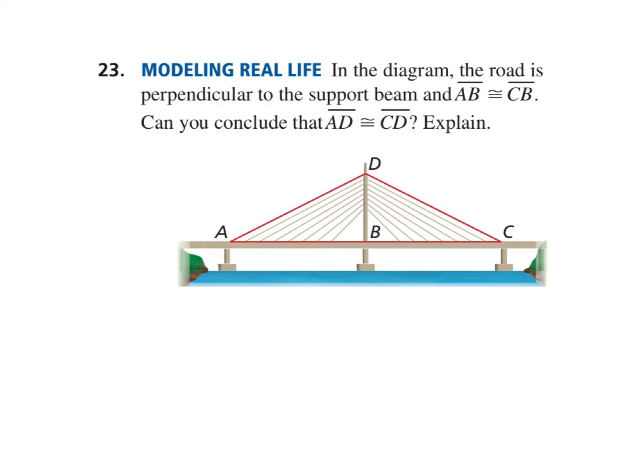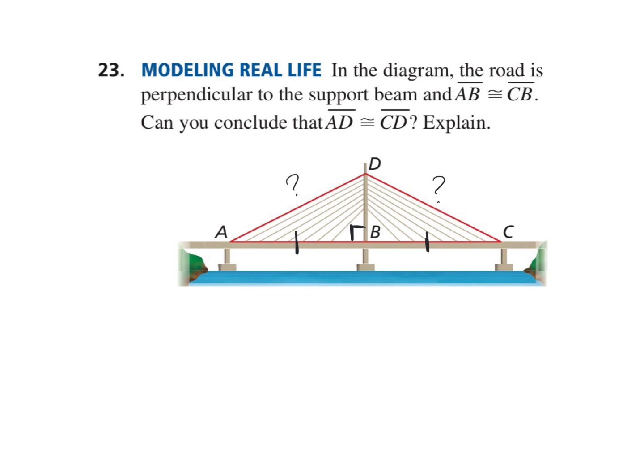All right, next. In the diagram, the road is perpendicular to the support beam. Okay, so we can mark that it's perpendicular. AB is congruent to CB, so we can mark those two. Can you conclude that AD is congruent to CD? And no, you cannot. Oh wait, yes you can. I'm sorry, yes you can.